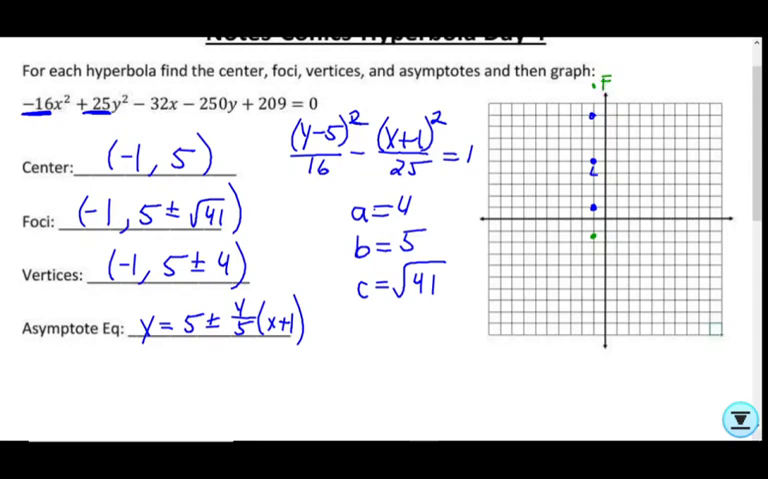And b is 5. So we go 1, 2, 3, 4 this way, 1, 2, 3, 4 that way. And then that gives us this rectangle like this. And that will also help us to graph our asymptotes, which are the diagonals. So you go from diagonal like this, and this diagonal here through the center.